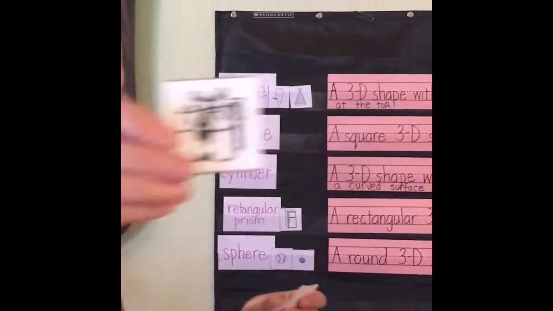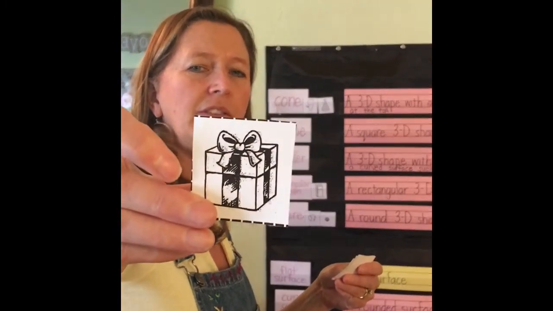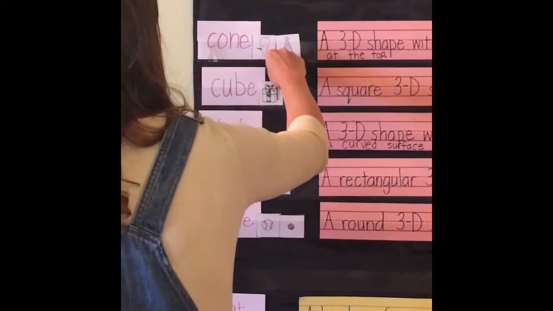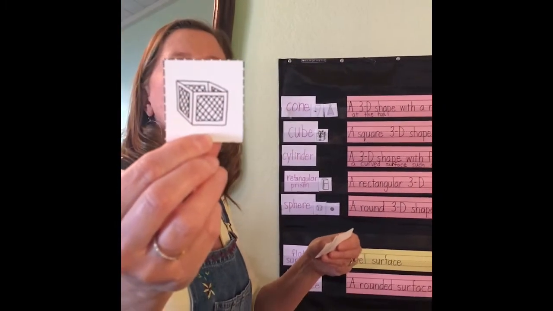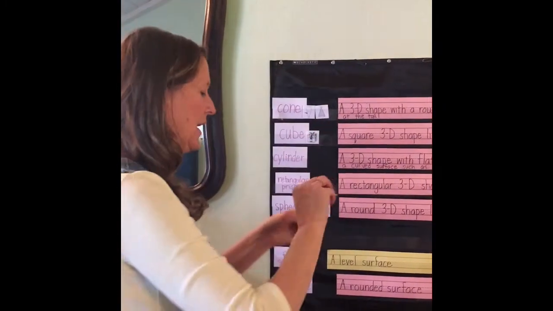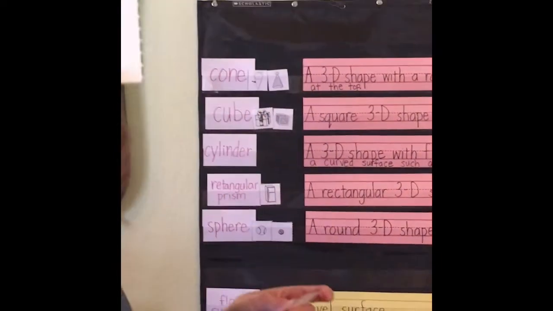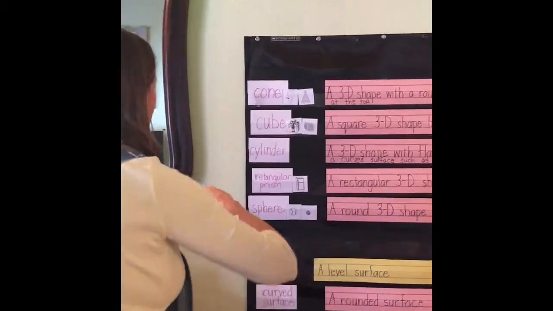And we have a present. That looks like a cube. All sides look the same size, so that's a cube shape. Ooh, this looks like a crate. The crate looks like a cube shape as well. This is a soup can, and the soup can is cylinder shape.